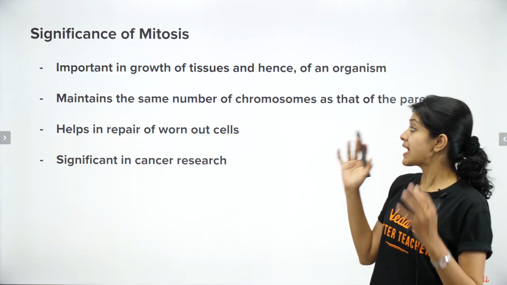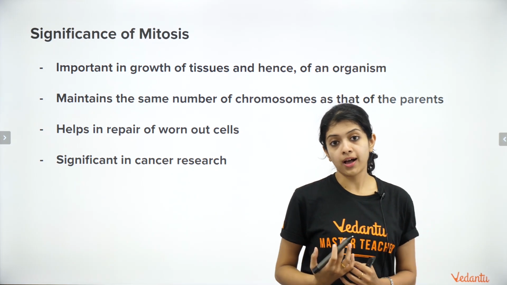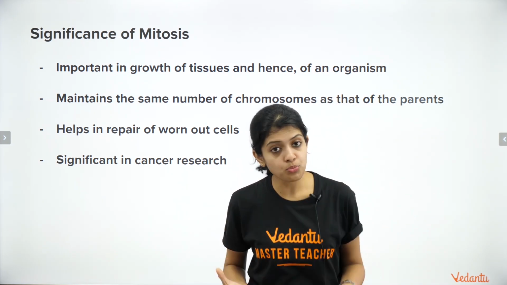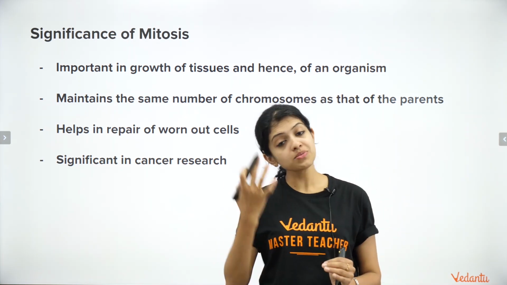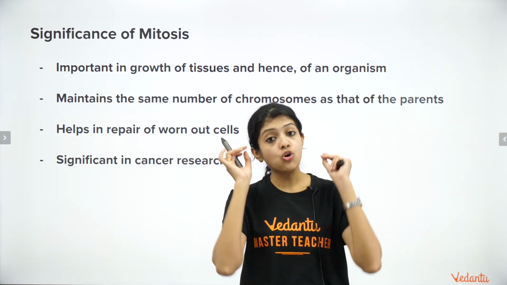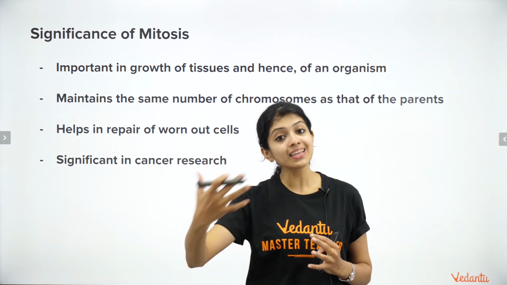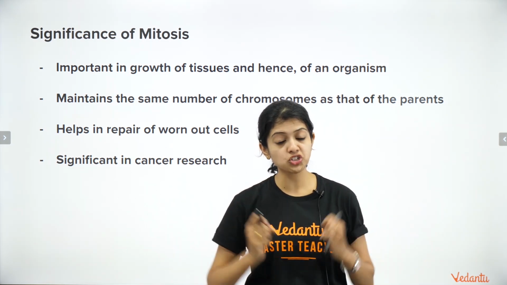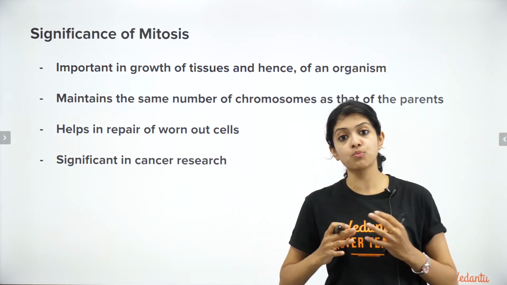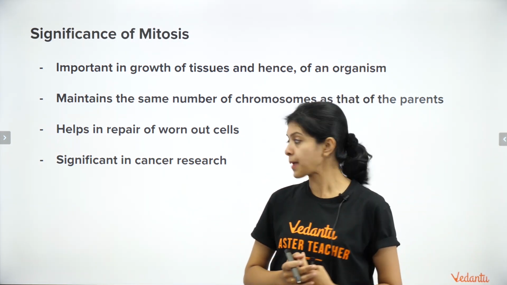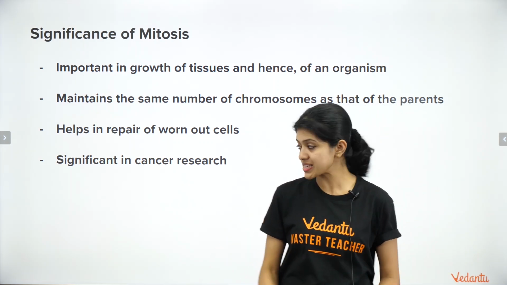Secondly, it maintains the same number of chromosomes as that of the parents. So, for instance, every human being has to have the typical number of 46 chromosomes in every diploid cell. It is only if mitosis happens that this number can be maintained with every generation. Equational division is the method by which this can be ensured, right? The same number of chromosomes in the parents and offspring. Thirdly, it helps in the repair of worn out cells. Again, we have seen this.